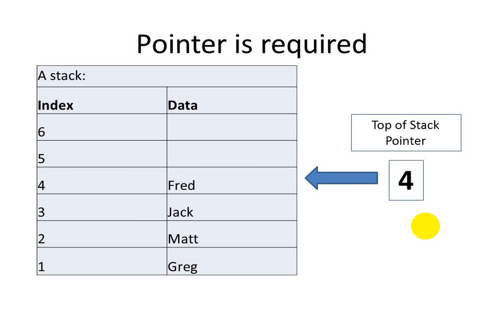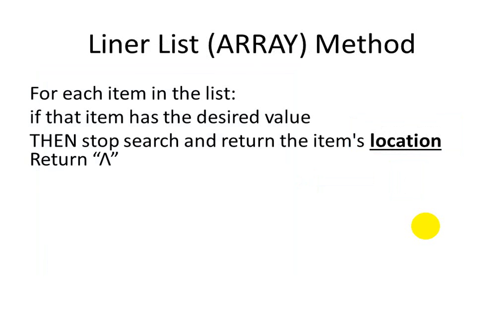So how do we add to this? Well, very simply, we need to change our top of the stack pointer. Let's have a look. Before we look at how we do this, though, let's have a look at the pseudocode for each item in the list. If that item has the desired value, then stop your search and return the item's location, i.e. the index. Let's have a look.